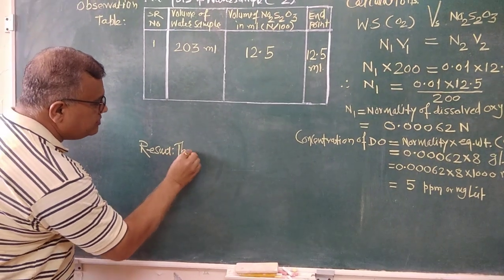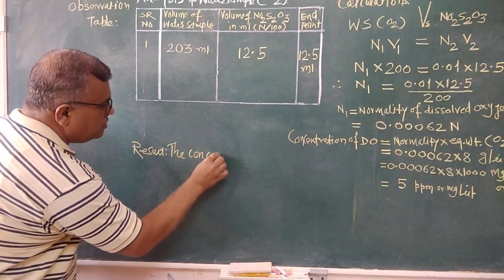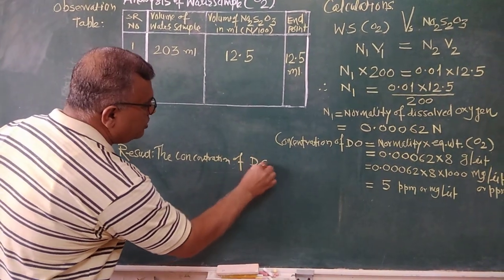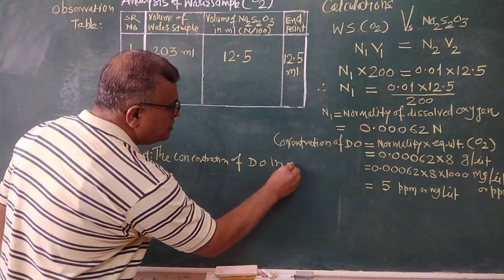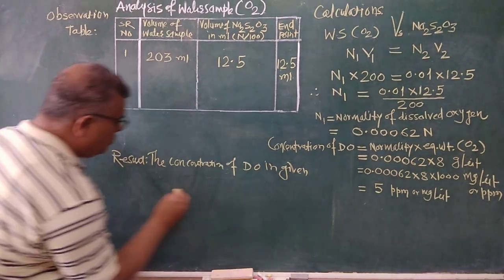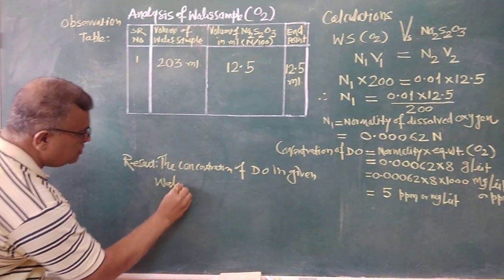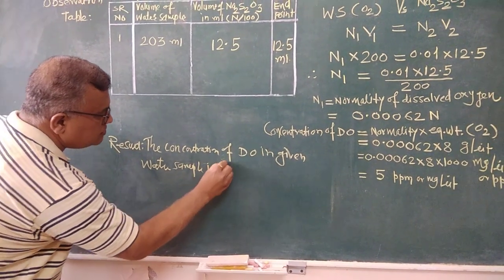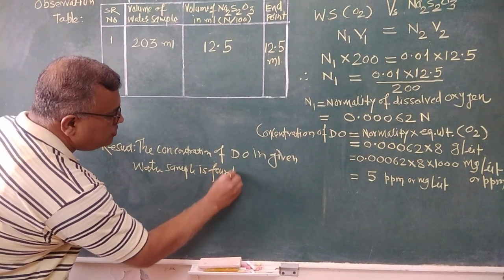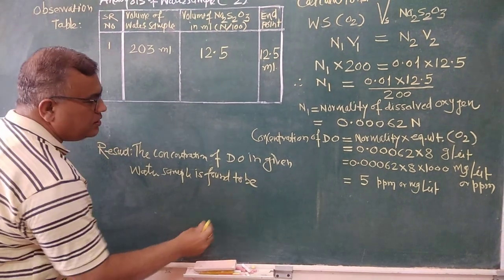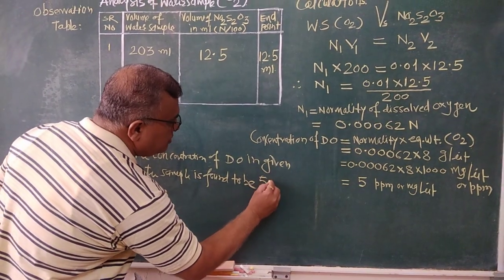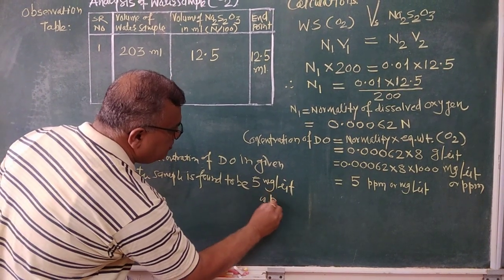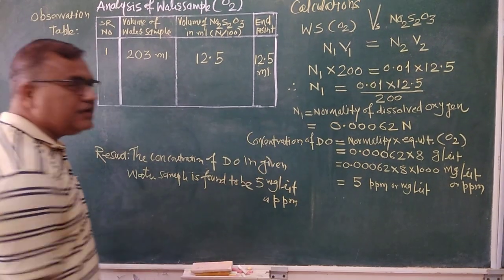The concentration of dissolved oxygen in the given water sample is found to be 5 milligram per liter or ppm. This is your final answer.